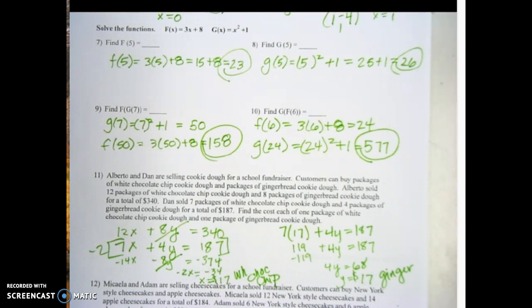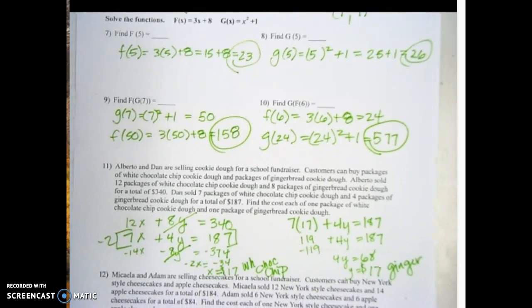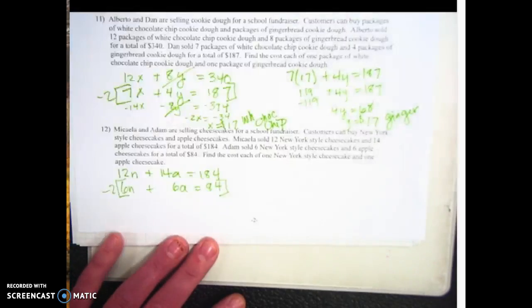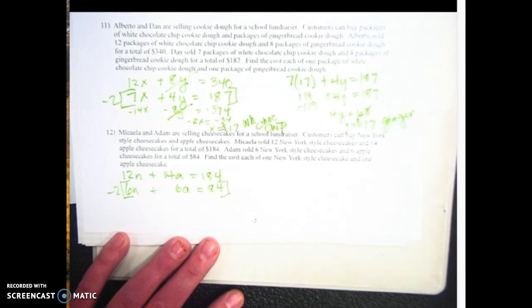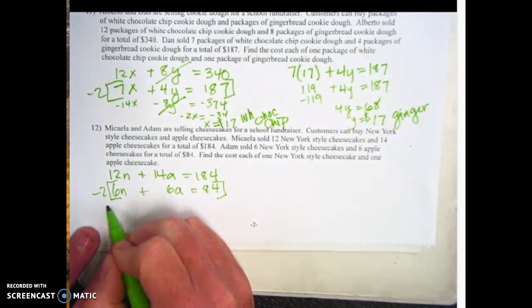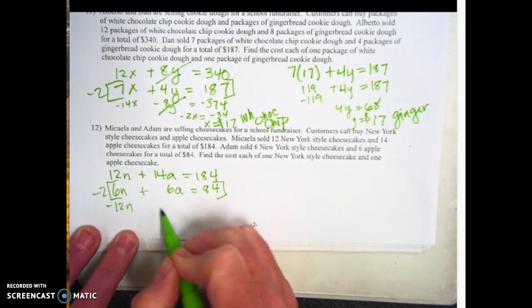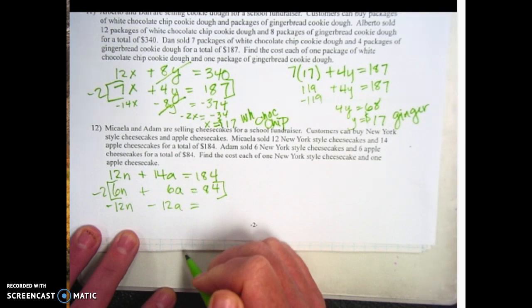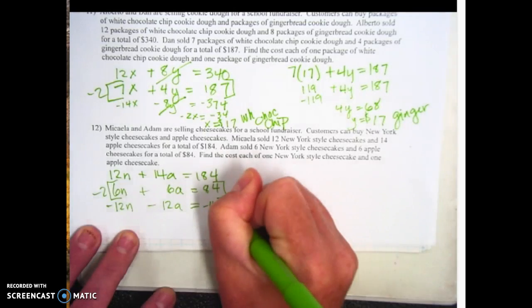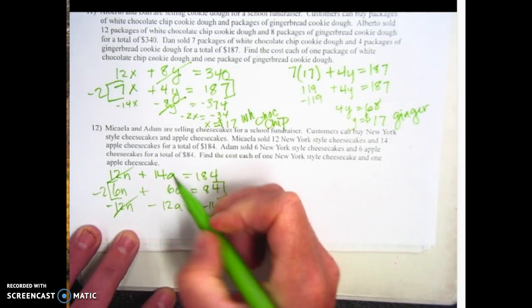Find the cost of each. Okay, so looking for opposites, don't see them. So I'm going to multiply this second equation by -2 so I can get my n's opposite and then be able to eliminate them. So -2 times 6n is -12n. -2 times -6a is -12a. And -2 times 84 is -168. These are opposites and they eliminate.